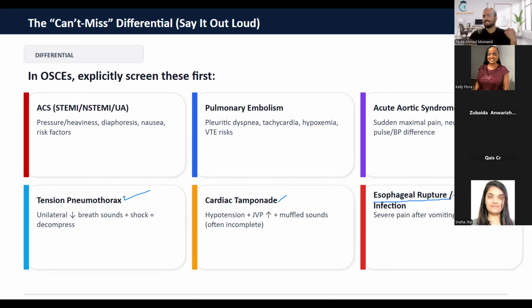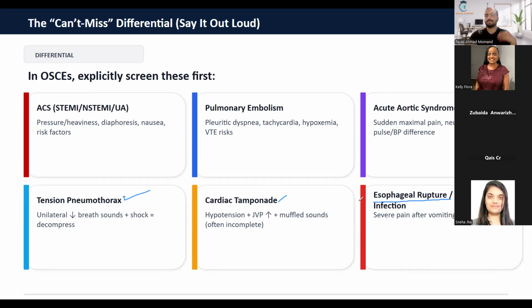Esophageal rupture is another potential differential that you have to keep. But remember, for esophageal rupture, the patient should be vomiting severely. It happens most of the time in people who are intoxicated with alcohol.